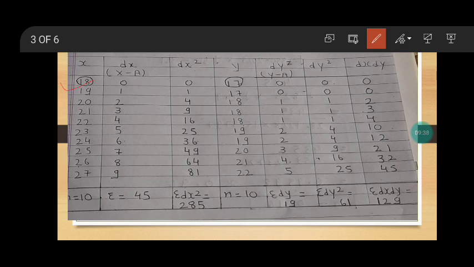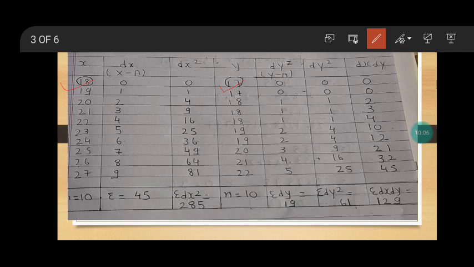As we have discussed earlier, we are going to consider the smallest number as the assumed mean. So in the y series we can see that 17 is the smallest number. So here we will consider that 17 is our assumed mean, and then by considering 17 as the assumed mean, we will calculate the values under the dy column.